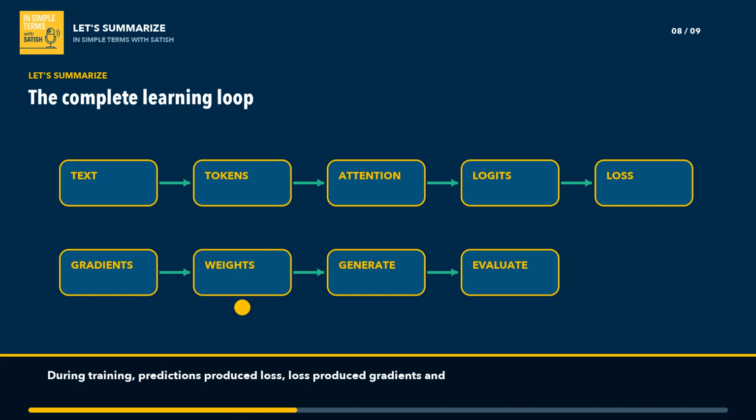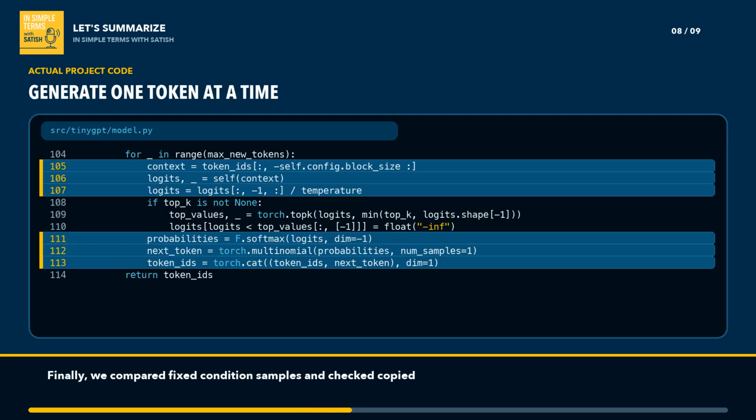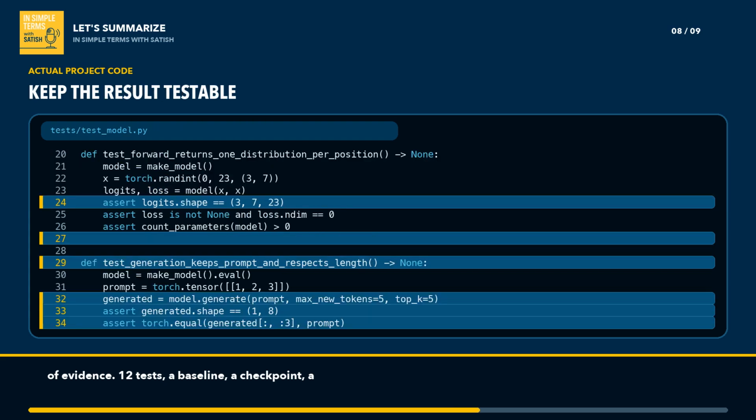During training, predictions produced loss, loss produced gradients, and the optimizer updated every weight. Finally, we compared fixed condition samples and checked copied spans so improvement did not become an exaggerated claim. The result is not one lucky sentence. It is a working model plus an inspectable chain of evidence. 12 tests, a baseline, a checkpoint, a training manifest, before and after generations, a copying check, and a model card.